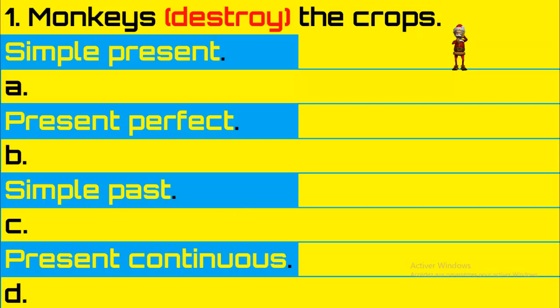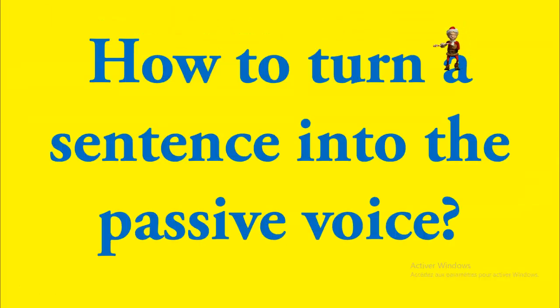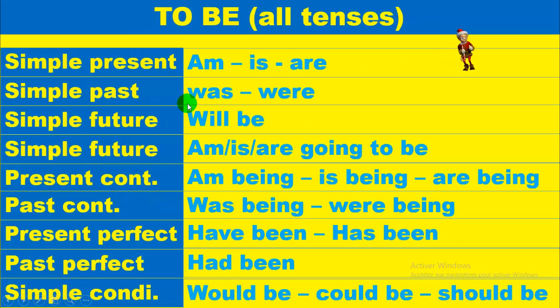So remember how to turn a sentence into the passive voice. Here are the rules. You have to put the auxiliary be in the simple present, am, is, are, or in the simple past was, were, or in the simple future will be. Simple future, am going to be, is going to be, are going to be. Present continuous, am being, is being, are being. Past continuous, was being, were being. Present perfect, have been, has been. Past perfect, had been. Simple conditional, would be, could be, should be.